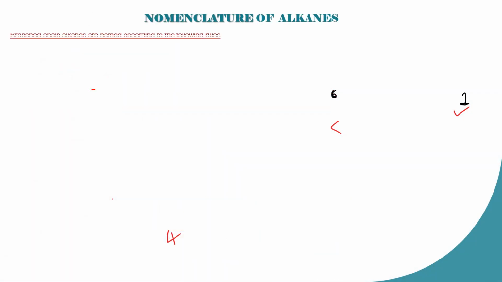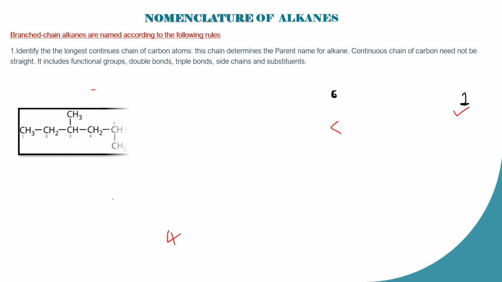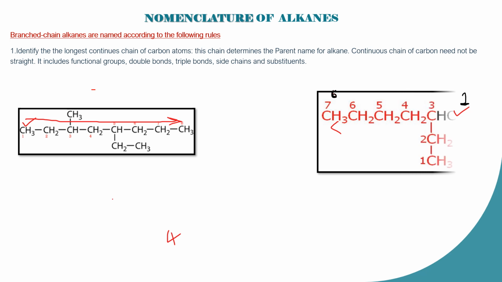Alkanes are named according to the following rules. The first rule is to identify the longest continuous chain of carbon atoms. This chain is considered to be the parent chain. It includes functional groups, double bonds, triple bonds, side chains and substituents. See the first example here. We have to count the number of carbon atoms present in the structure. So 1, 2, 3, 4, 5, 6, 7, 8. So this is the longest continuous chain in this molecule.